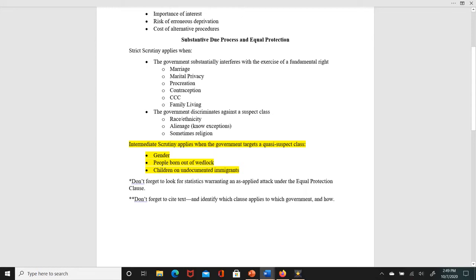Also remember that undocumented immigrants, people who are not here legally, are not a suspect classification, although alienage is, right? Undocumented immigrants are not. However, when the government discriminates against the children of undocumented immigrants, courts apply intermediate scrutiny. So please keep that in mind as well.